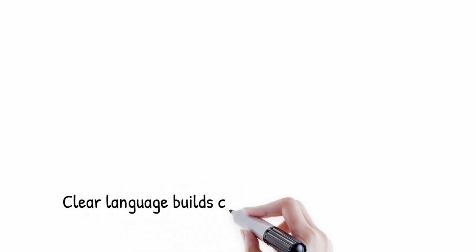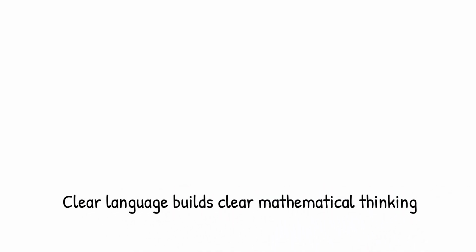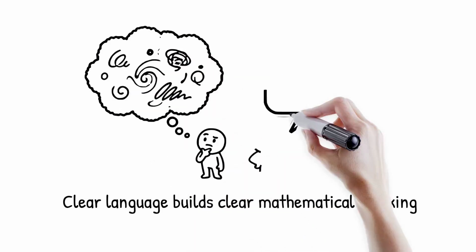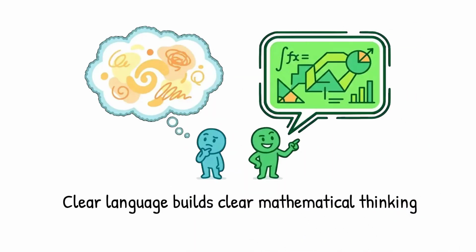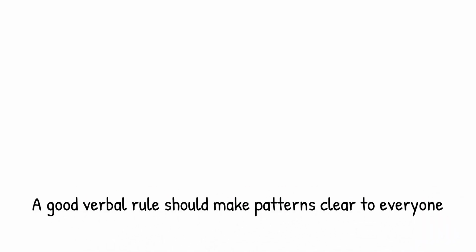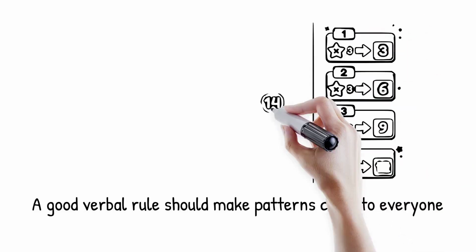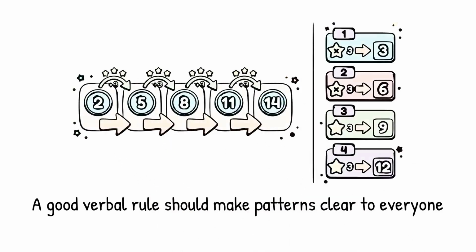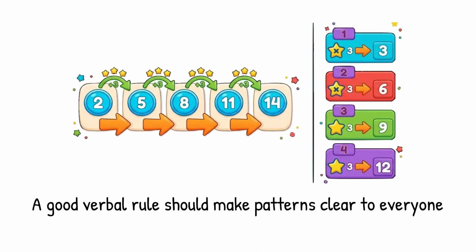Clear mathematical language builds clear mathematical thinking. A weak explanation covers confusion. A strong explanation reveals structure. This matters in school, but it also matters more deeply. It trains students to say what is true with precision. A good verbal rule should describe the pattern clearly enough that another student could rebuild the sequence from your words alone. Strong rules usually include both the starting point and the repeated change. In mathematics, clarity is a form of honesty.